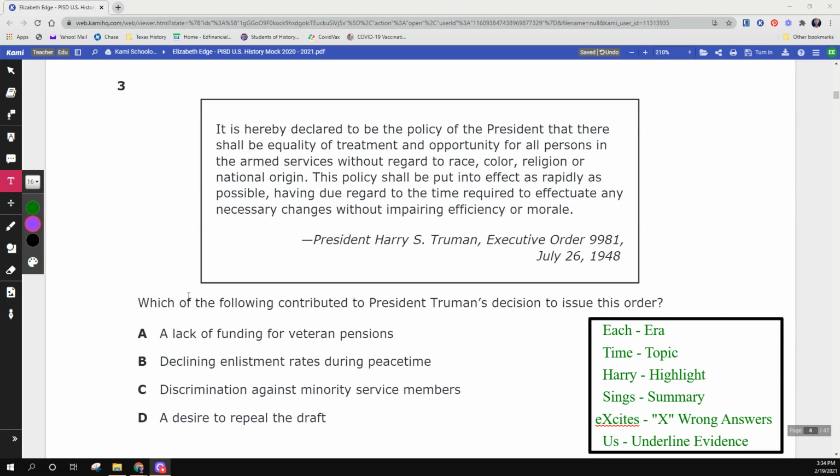Okay guys, we're going to look at question number 3 from your STAR History mock exam. Alright, first thing we have to do is read the question.